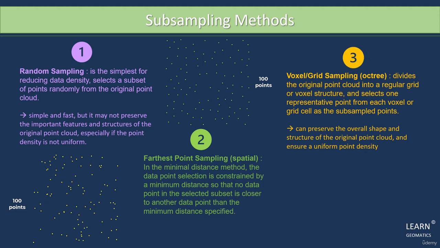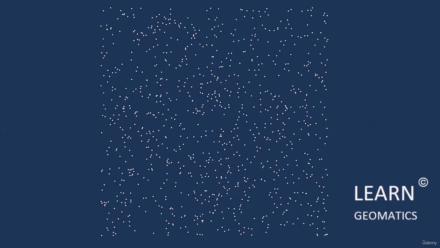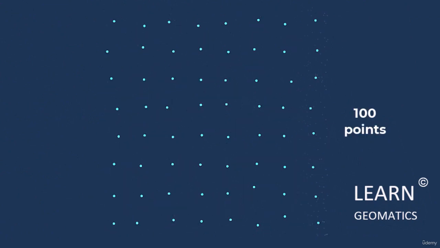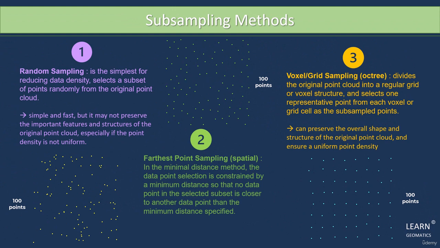Octree subsampling. This method involves recursively dividing the point cloud into octants and selecting one or more points per leaf node. Octree subsampling can help balance the trade-off between resolution and complexity by adapting to the local density and geometry of the point cloud.